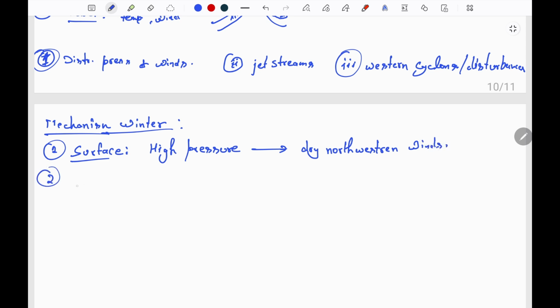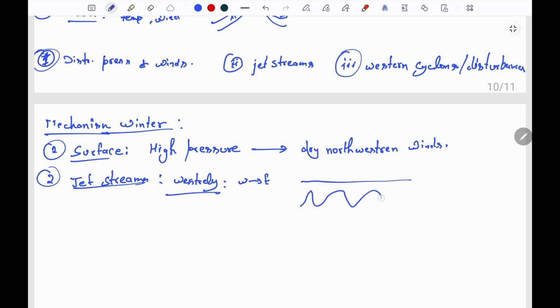Now look at the jet streams and upper air circulations. Western and central Asia are under the influence of westerlies the whole year, that is winds moving from west to east. And now these winds blow across the Indian continent, and they blow roughly parallel to the north of Himalayas. These are Himalayas, and these winds are blowing like this from west to east in upper airs.